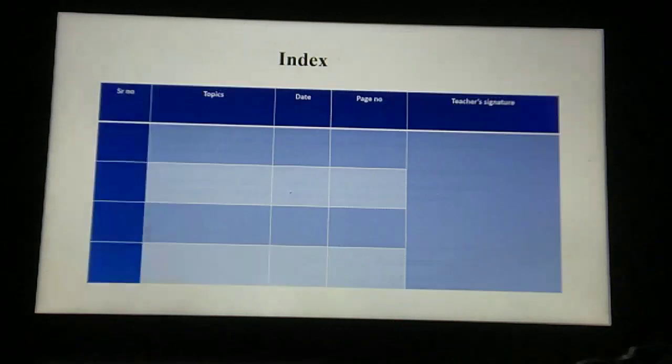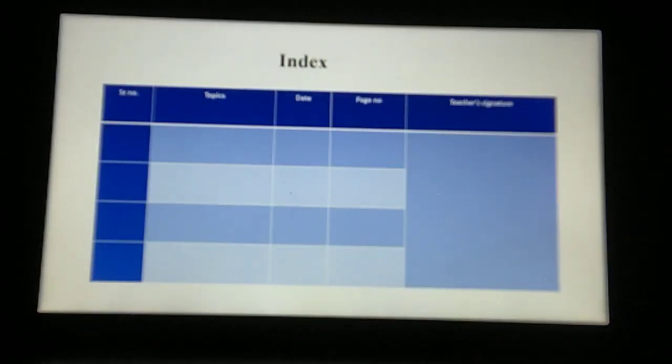After the acknowledgement page, it comes the index. Now this is the format in which you will be making the index page. On the left hand side, you will be writing the serial number, then the topic. After that, you will mention the date, then the page number, and the teacher's signature. In the teacher's signature column, you have to make two columns: signature of the external teacher and the signature of the internal teacher.